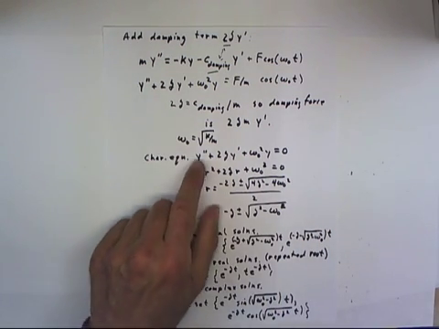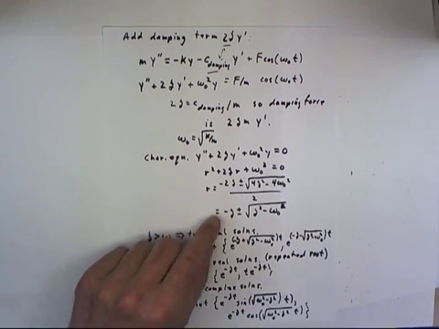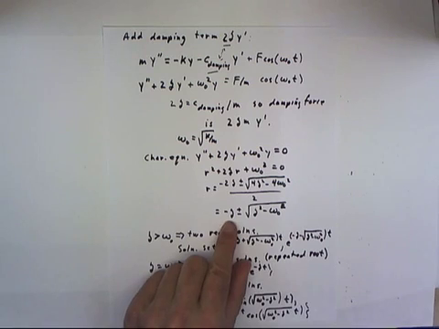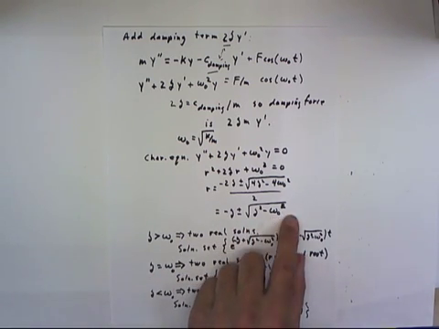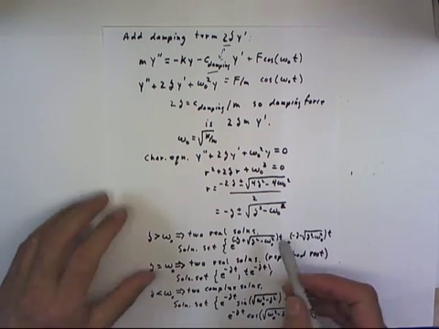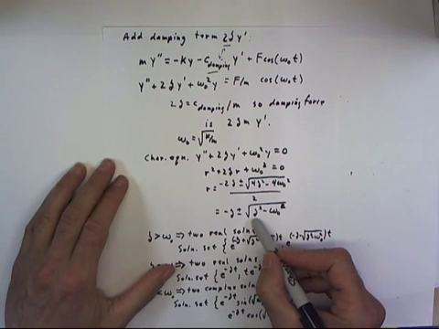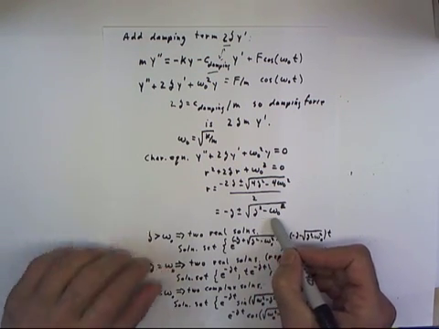But in any case, our homogeneous equation has a simple solution where r is negative delta plus or minus the square root of delta squared minus omega naught squared. Now there's no reason to suppose that one of these terms, delta or omega naught, is greater than the other.